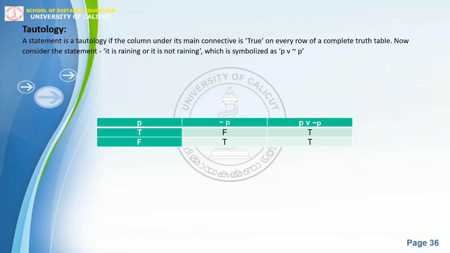Now coming to tautology. A statement is a tautology if the column under its main connective is true on every row of a complete truth table. Now consider the statement, it is raining or it is not raining. It can be symbolized as P or negation P. The tautology is displayed through this truth table.